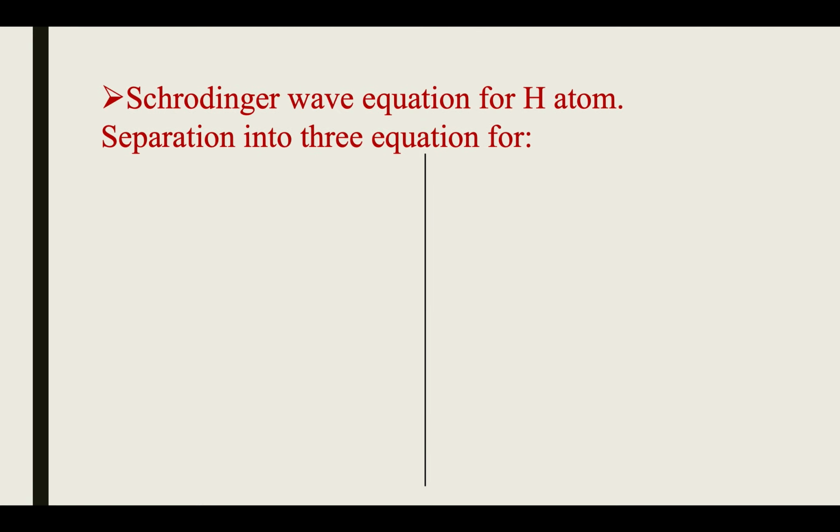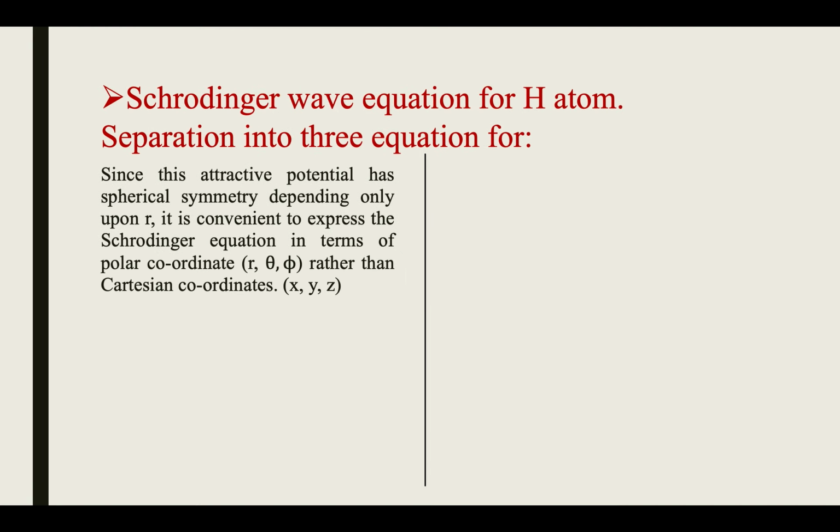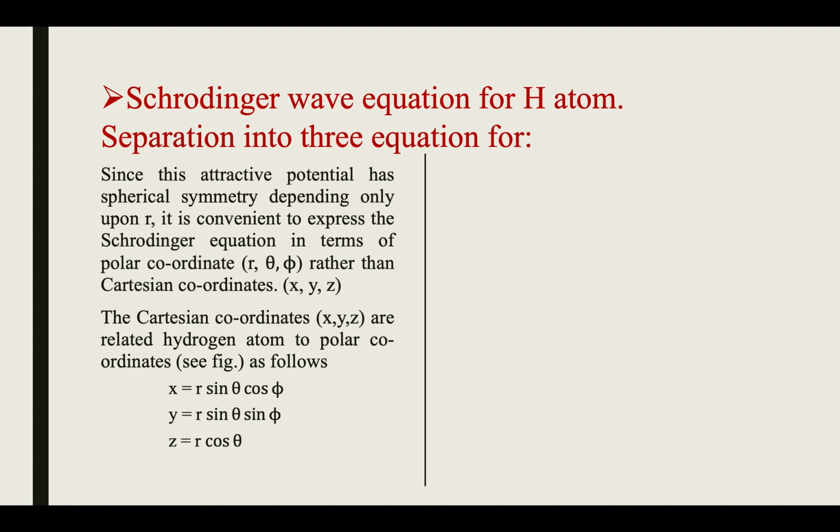Since this attractive potential has spherical symmetry, depending only upon r, it is convenient to express the Schrodinger equation in terms of polar coordinates rather than Cartesian coordinates. So for this equation we are going to use polar coordinates, that is, the equation will be in terms of r, theta, and phi. The Cartesian coordinates x, y, z are related to the polar coordinates as shown here.